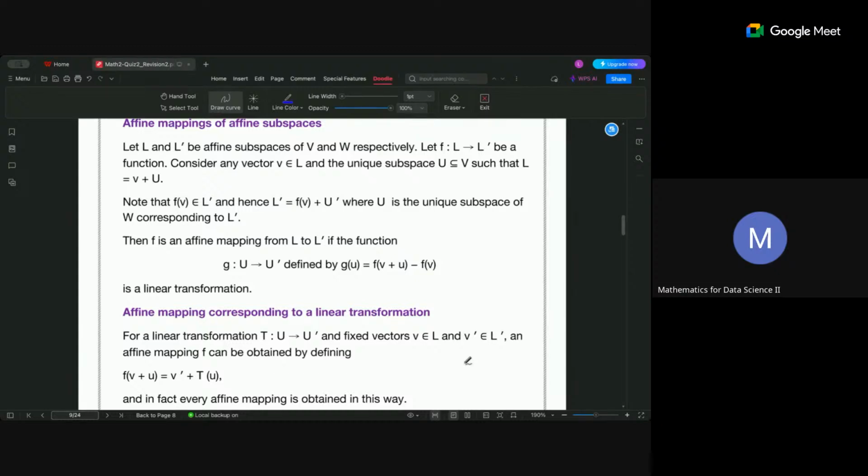For now, I guess maybe we will revise it for the end term. For now, don't worry too much about this affine mappings of affine subspaces. See, what are these affine mappings? I will just tell an outline. Don't worry too much about it for now.